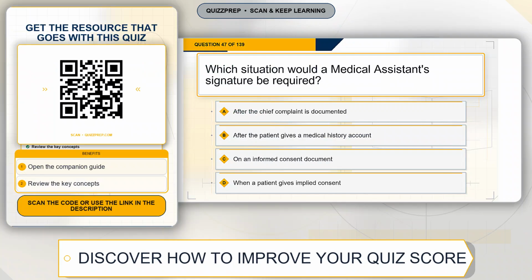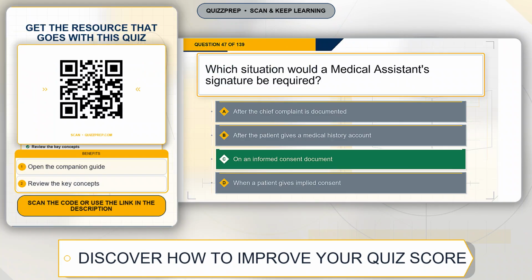Option A, after the chief complaint is documented. Option B, after the patient gives a medical history account. Option C, on an informed consent document. Option D, when a patient gives implied consent. The correct answer is option C, on an informed consent document.